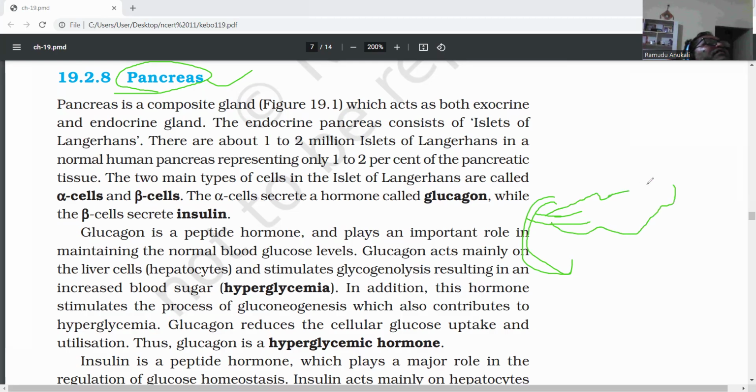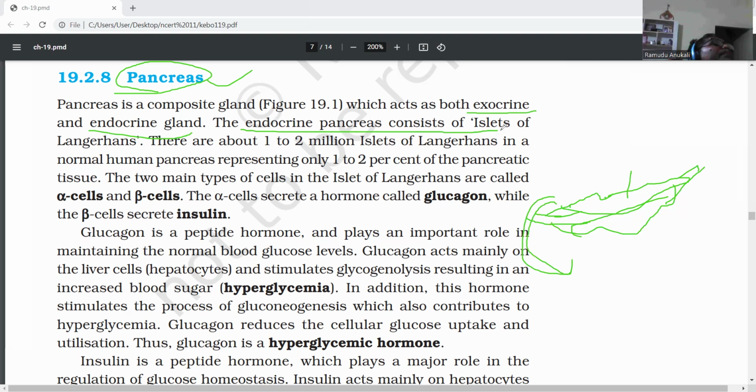When you see this pancreas, half of the portion belongs to the digestive system and the rest to the endocrine system. That is the reason the pancreas is called a mixed gland. So the pancreas is a composite gland which acts as both exocrine and endocrine. Exocrine belongs to the digestive system. Endocrine gland, we already know from studying it.